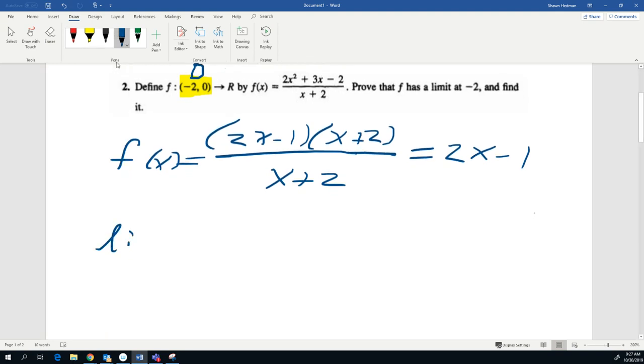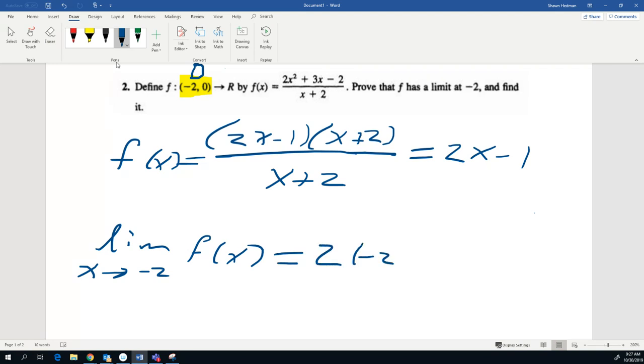Now the limit as x approaches -2 of f of x. To find this limit, we could see what happens to 2x minus 1. And there, we could just plug -2 in for x and get -4 minus 1. This is -5. So it looks like the limit as x approaches -2 of this function f of x is -5.